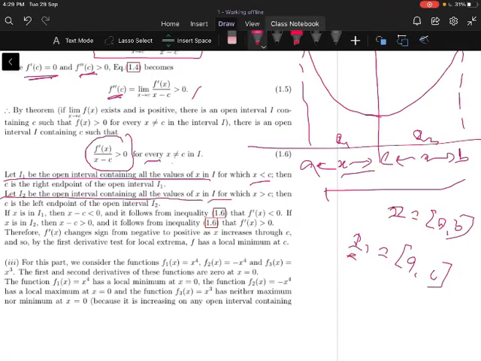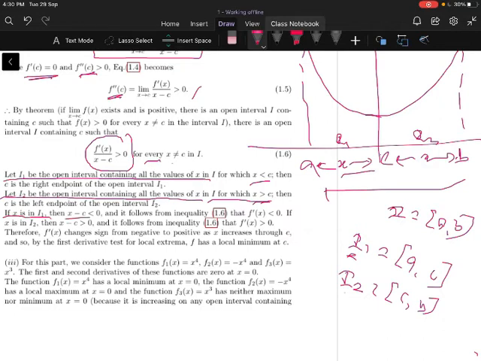And similarly, let I2 be the open interval containing all the values of x in I for which x is greater than c. So this is the interval I2. Let us define it as the interval [c, b] in this figure here. So this is [c, b]. Now c is the left end of I2 and x is greater than c. It means x is greater than c, and c is the left end of the interval I2.